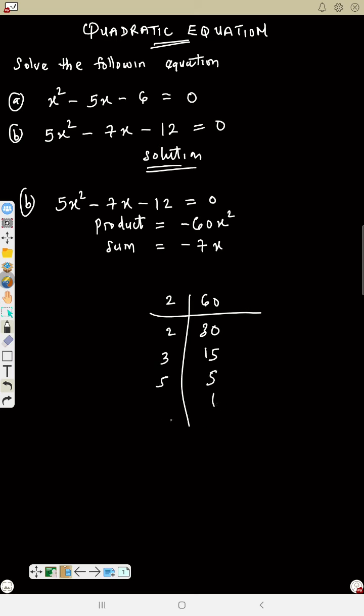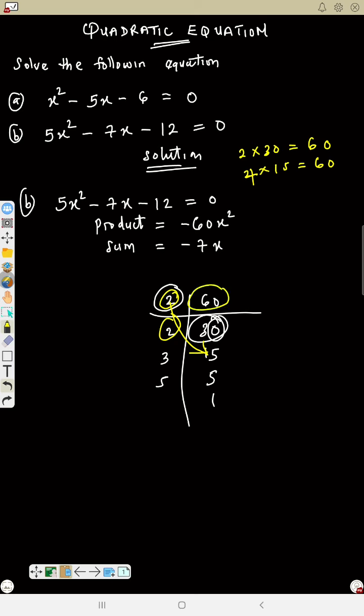2 times 30 will be 60. Again, 2 times 15 will be 60. 2 times 15 is 30. I mean 2 times 2, 4. So 4 times 15 will be 60. So let me change this to 4. So that's how you can manipulate all the multiplication together.